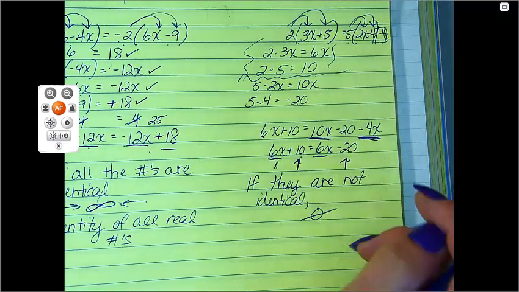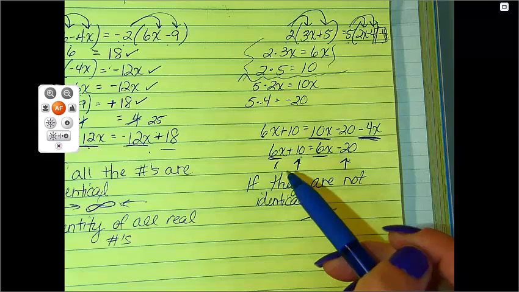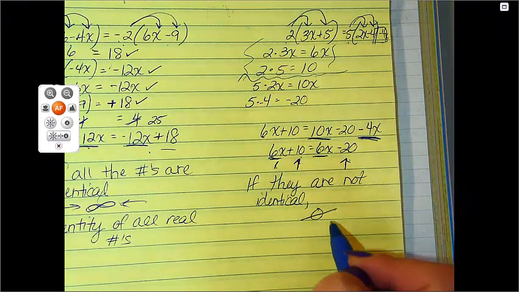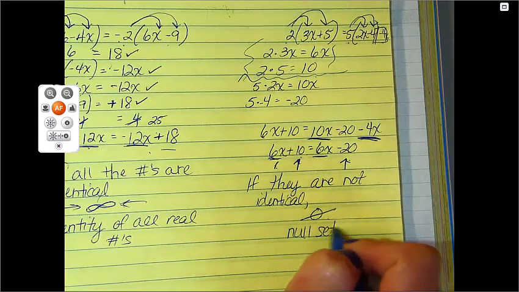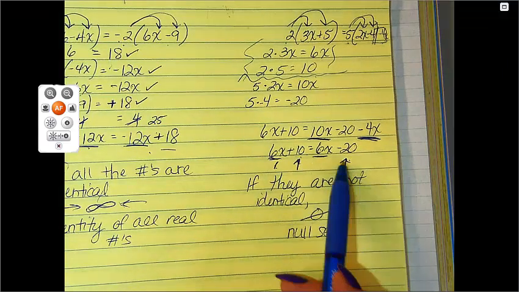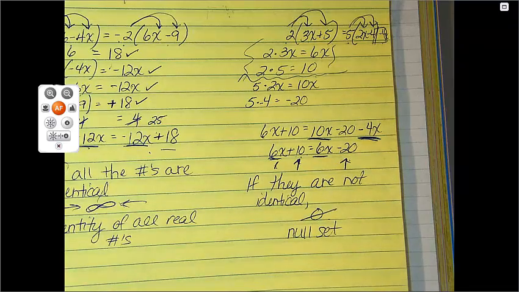No matter what number I put in there, there is no way that this problem where I add 10 and subtract 20 is ever going to be the same. So my answer is no solution. In your book, this is called the null set. Null means not solvable. So this is the null set. I cannot solve that. At no time will they ever be the same. Because on one I'm adding 10 and on one I'm subtracting 20. They cannot be identical. Okay?